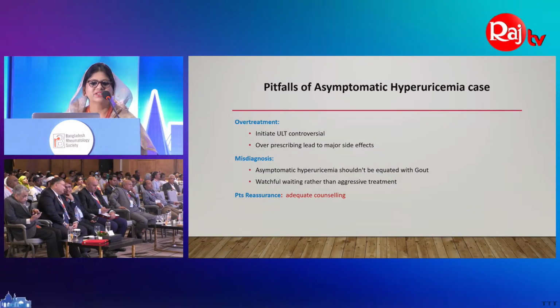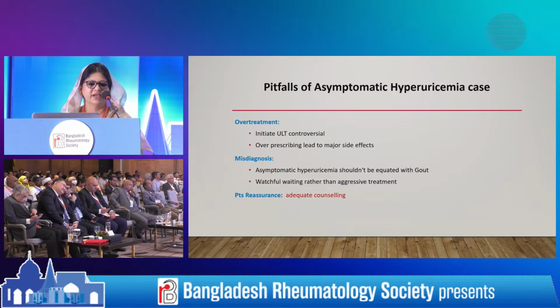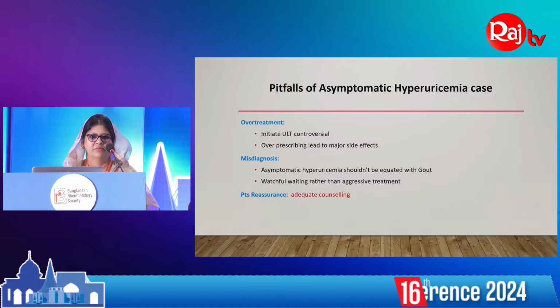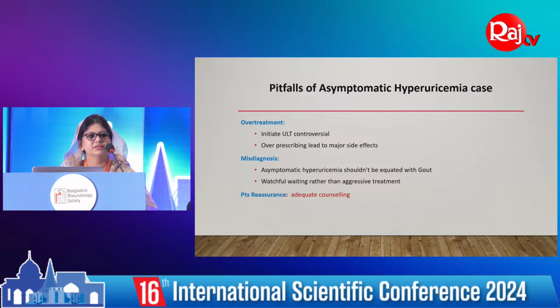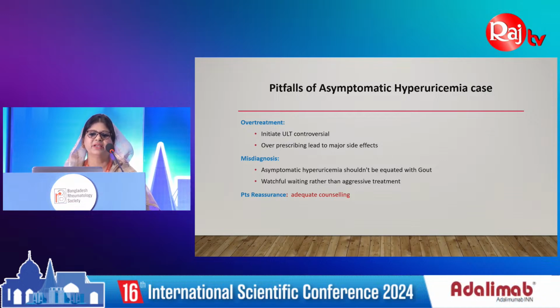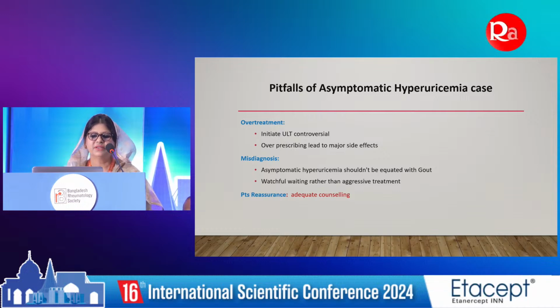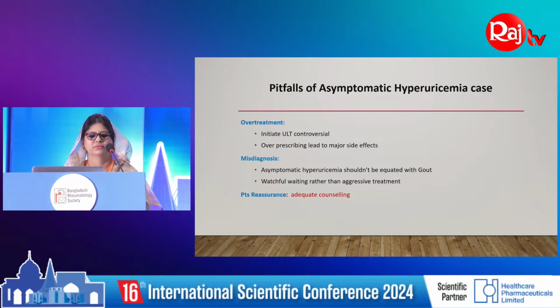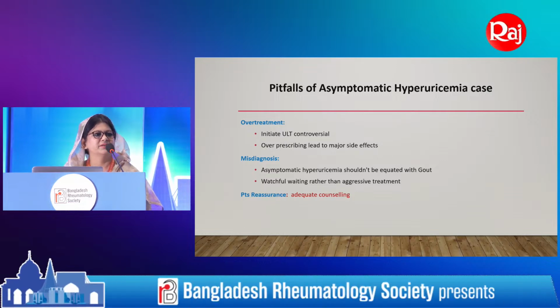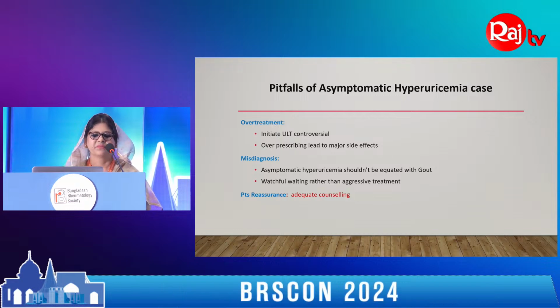What are the pitfalls or challenges of asymptomatic hyperuricemia cases? It is almost always overtreated. Maximum patients are advised to take urate lowering drugs, that is febuxostat. Overprescribing may lead to major side effects in these patients. And there is misdiagnosis. Asymptomatic hyperuricemia should not be equated with gout. So watchful waiting rather than aggressive treatment is done in this case.